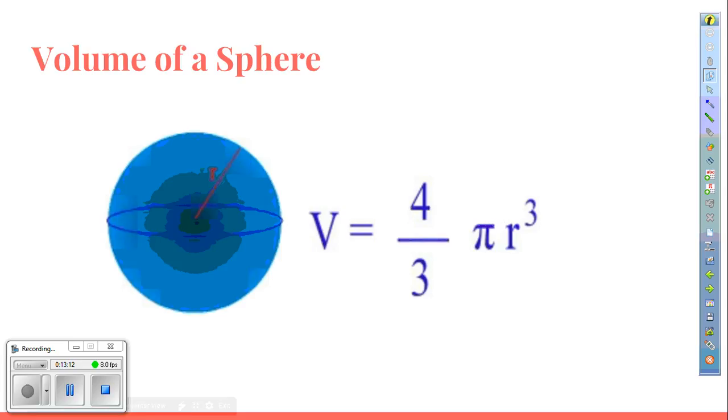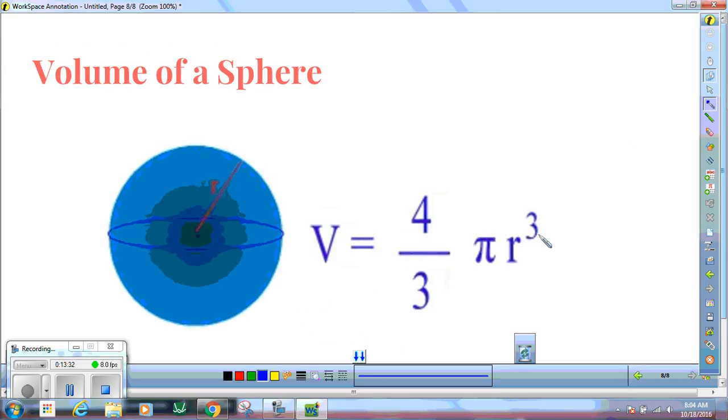With a sphere, pretty straightforward little formula. Spheres only have one dimension. That's super easy. We don't have lengths and widths and heights, and a sphere just has a radius. So when you only have one dimension to keep up with, that makes for a fairly easy formula. It is 4/3 times pi times r cubed. And of course it's cubed because volume is always cubed.